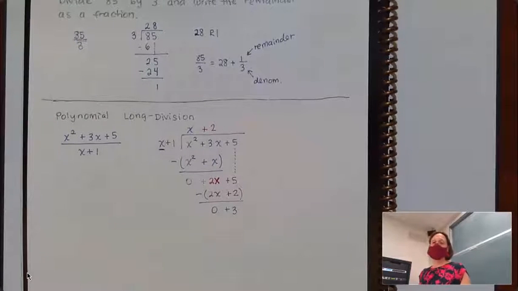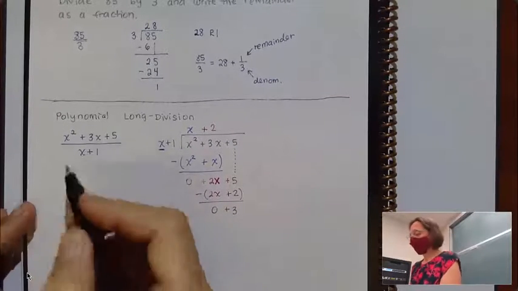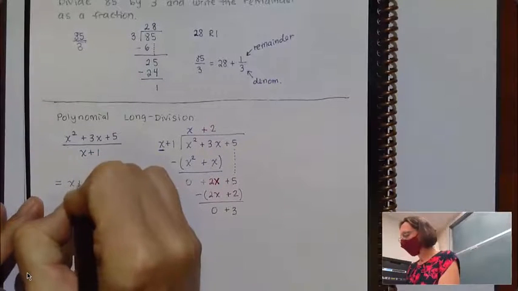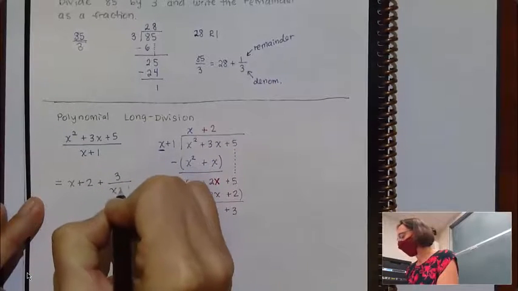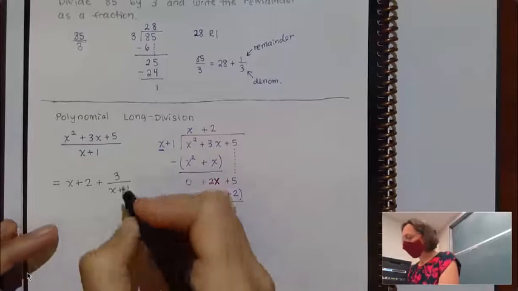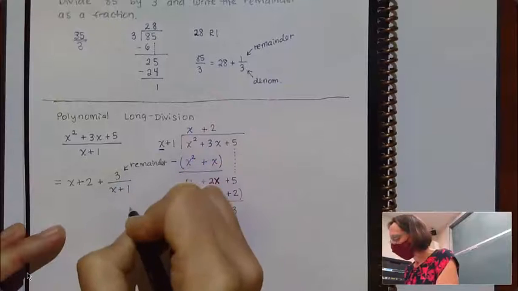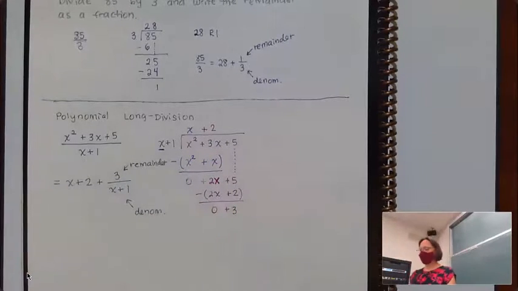Well, when I write the final answer, I'm not going to write x plus 2 remainder 3. We're going to write the answer as a fraction. So this ratio or rational expression is equivalent to x plus 2 plus 3 divided by x plus 1. So I'm following that same rule that my remainder goes on top. And we keep the same denominator on that fraction.